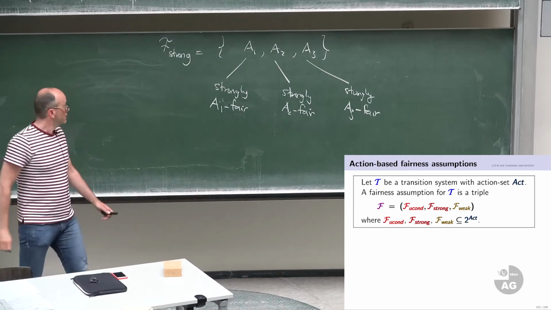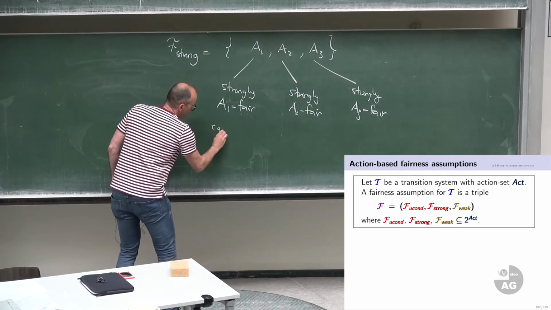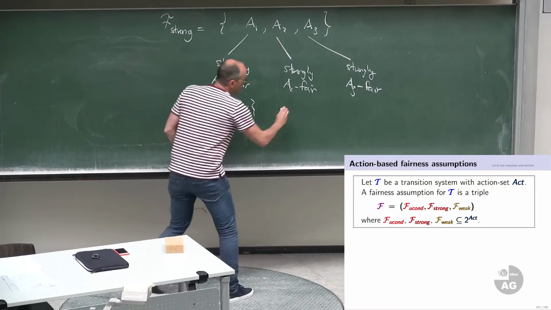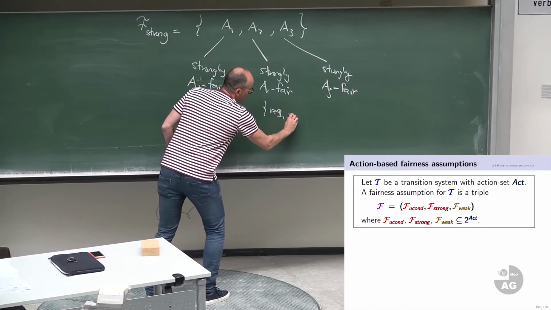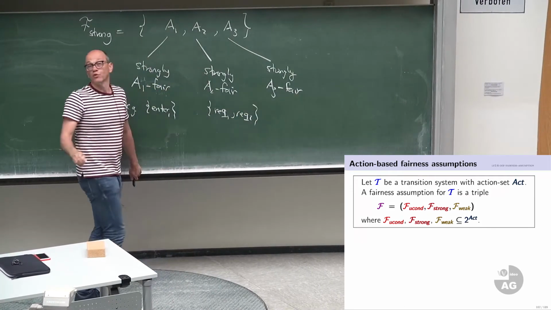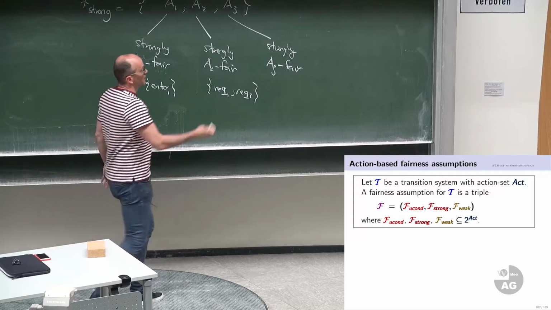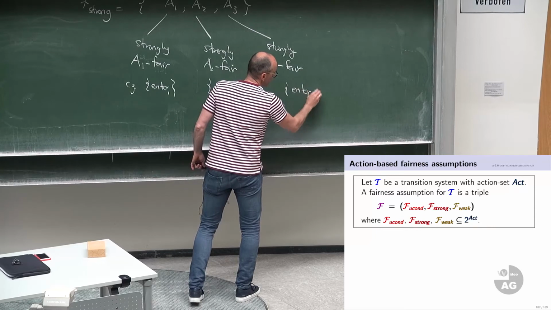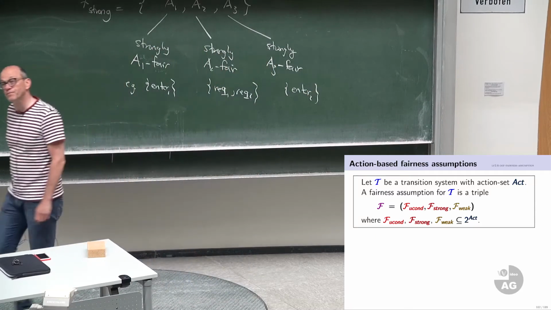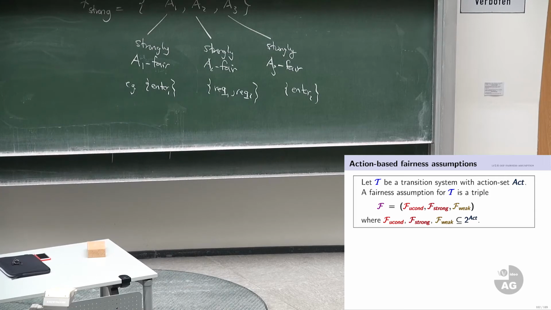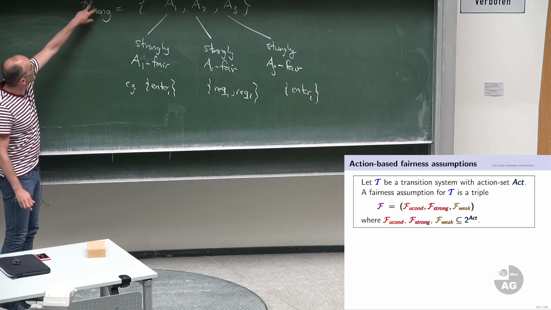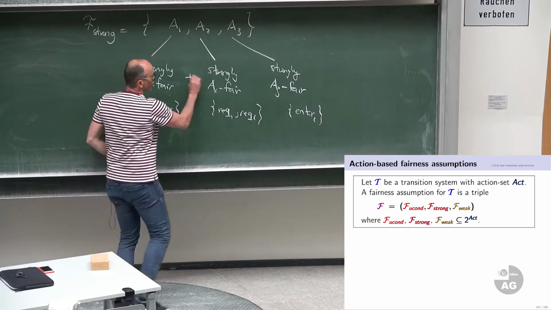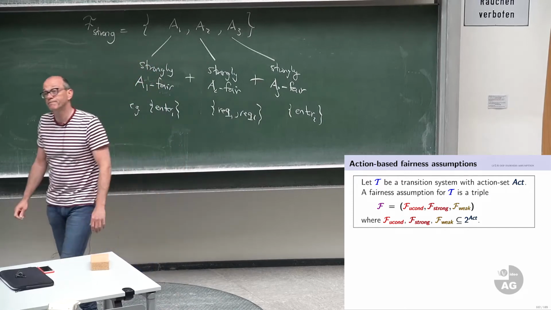This could be something like, for instance, you need to be strongly fair with respect to enter 1. Maybe you need to be strong fair with respect to request 1 and request 2. I'm all referring to actions in the example of the mutual exclusion thing. And maybe you want to be strongly A3 fair with respect to, I don't know, enter 2. And that means a run is strong fair with respect to this set if it's strongly A1 fair plus strongly A2 fair plus strongly A3 fair.